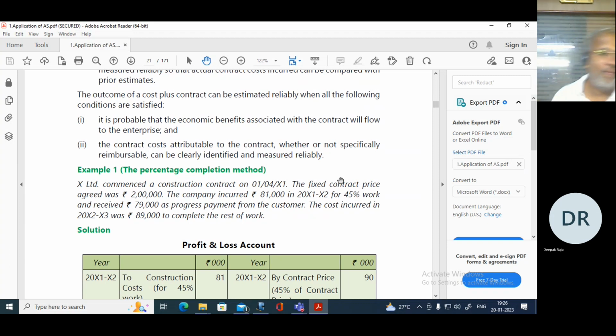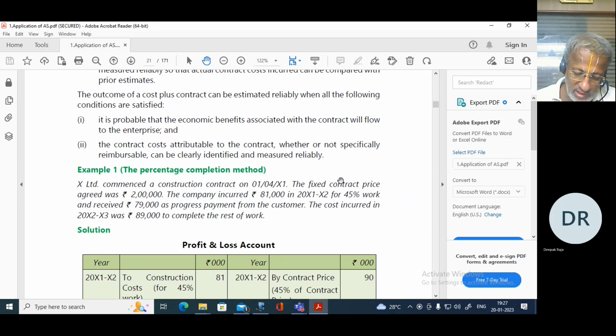Example 1. Percentage of completion method. X Limited commenced a construction contract on 1 April X1. The fixed price contract being 2 lakhs. The company incurred 81,000 for 45% work and received 79,000 as progress payment. The cost incurred in X2-X3 was 89,000 to complete the rest of the work. So now we understand that they have started the work on 1 April X1, 2 lakhs being the contract price. The company incurred 81,000 in X1-X2 for 45% work, and they have received 79,000. Against that, the cost incurred for X2-X3 being 89,000.